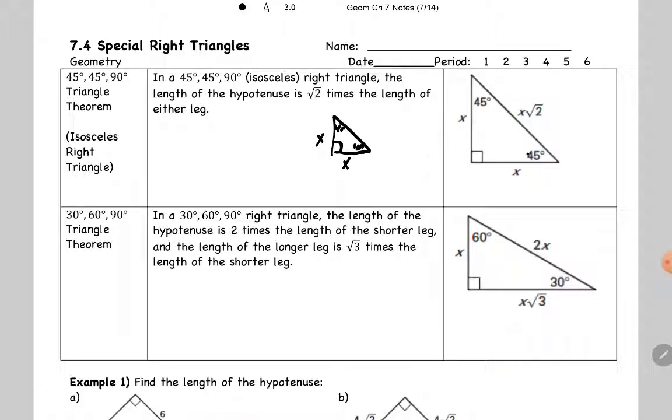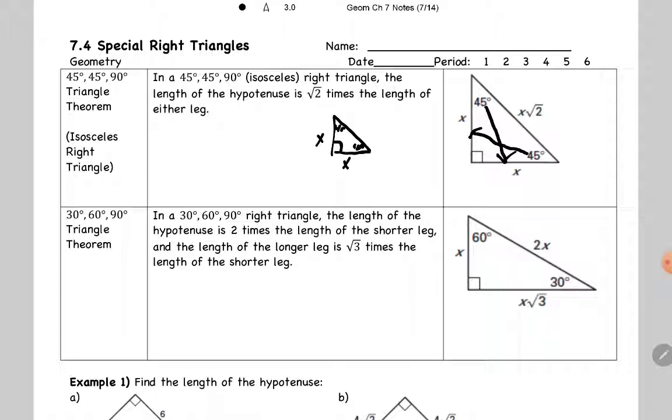So if I look at the big picture here, if I start at this 45 degrees and go to the opposite side, that's x. If I go to this one, that's also x. And then opposite of the right angle is x root 2. Okay?